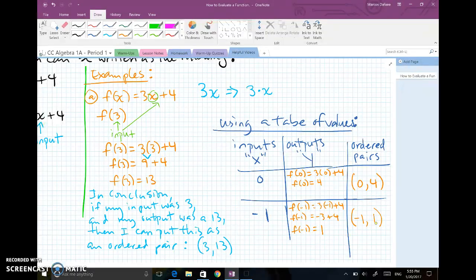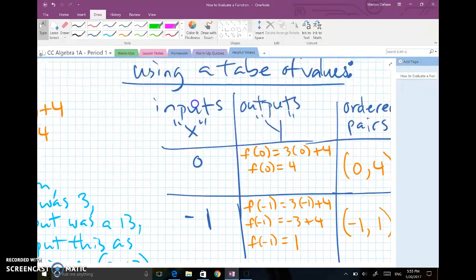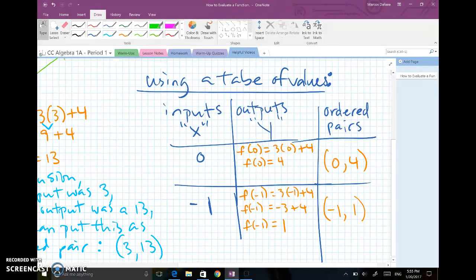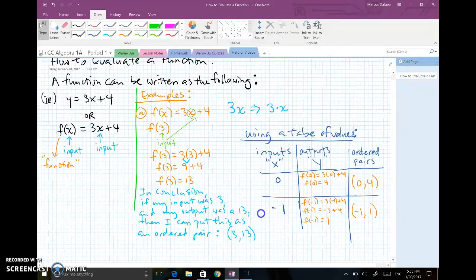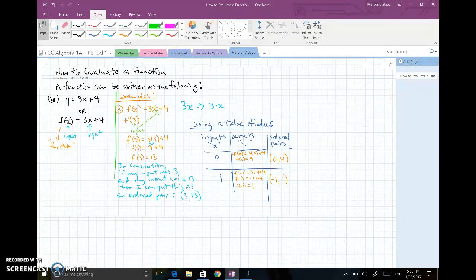And I think this will help you when we get to graphing, especially when you look at the table here, where we have inputs, outputs, and then we have ordered pairs. This is the beginning of that process of moving towards graphs, which we will get to later on. So I will stop myself from saying any more about that at this time.